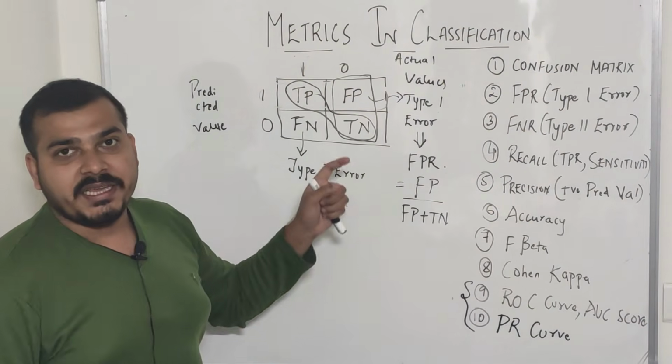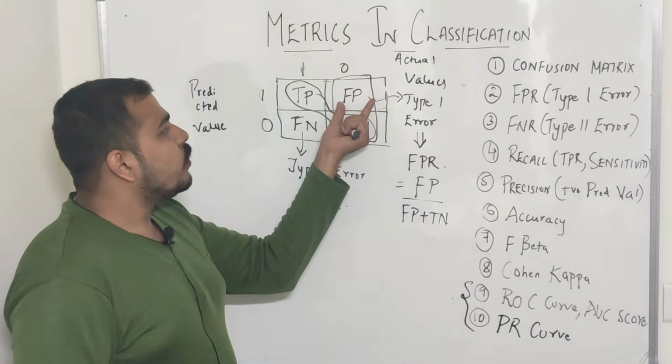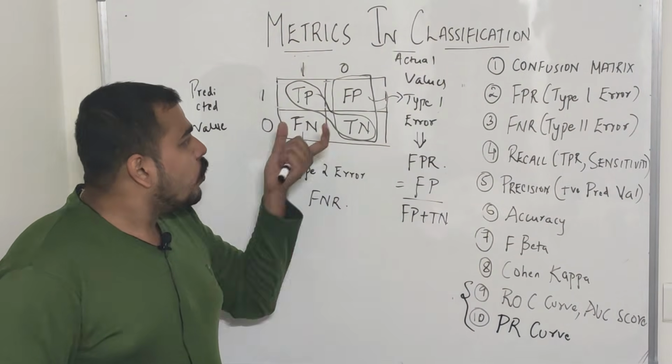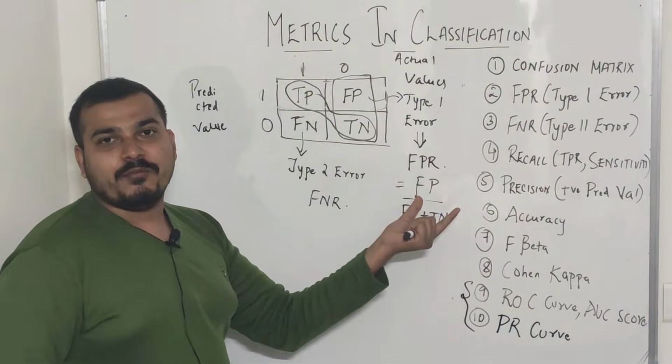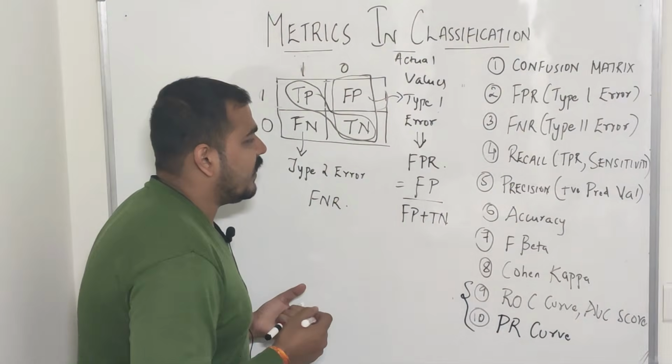TP and TN. And always your aim should be, in any classification problem, to reduce your type 1 error and to reduce your type 2 error. You always have to focus on reducing your type 1 error and reducing your type 2 error. Now understand one thing, guys.